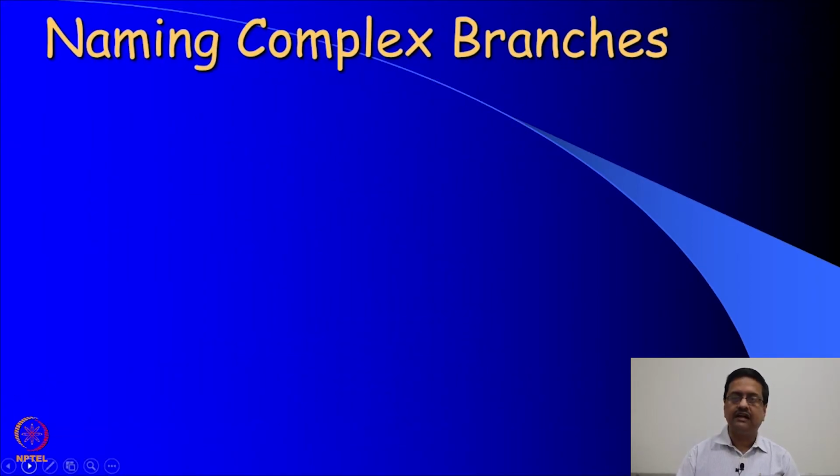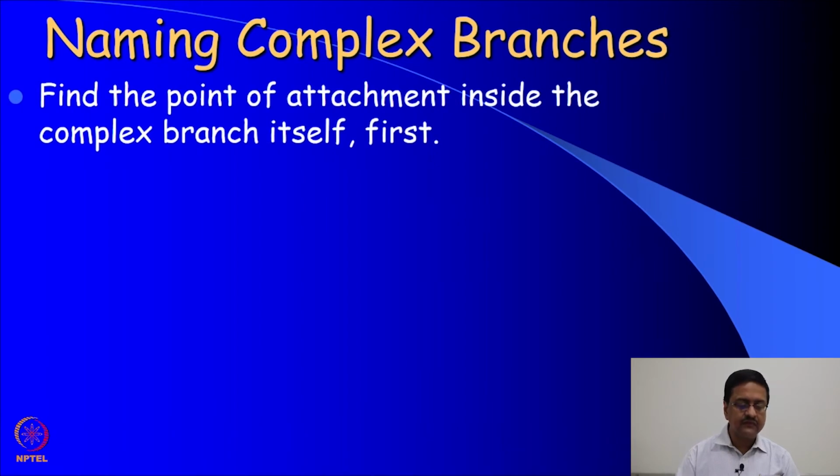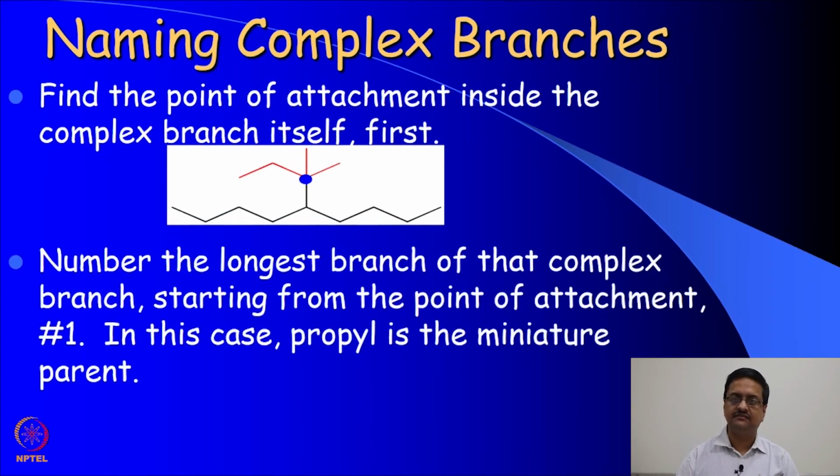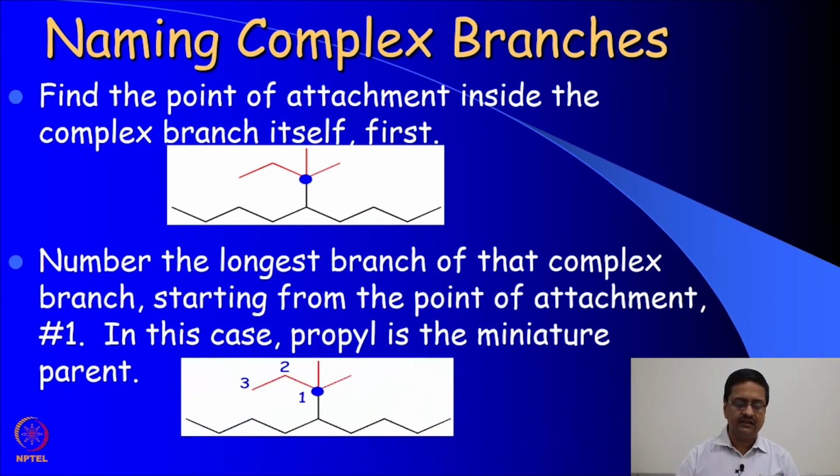So, when we try to do that, what we need is to find the point of attachment inside the complex branch itself. Here, in the red branch, you have a blue dot. That blue dot identifies the point through which this particular branch is attached to the main chain. Now, considering that blue point as the point of attachment, we need to identify the number of carbon atoms present in the longest chain in the complex branch.